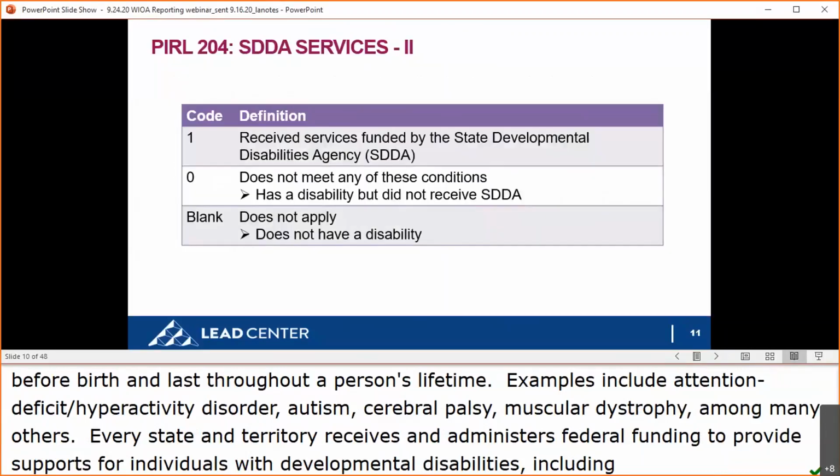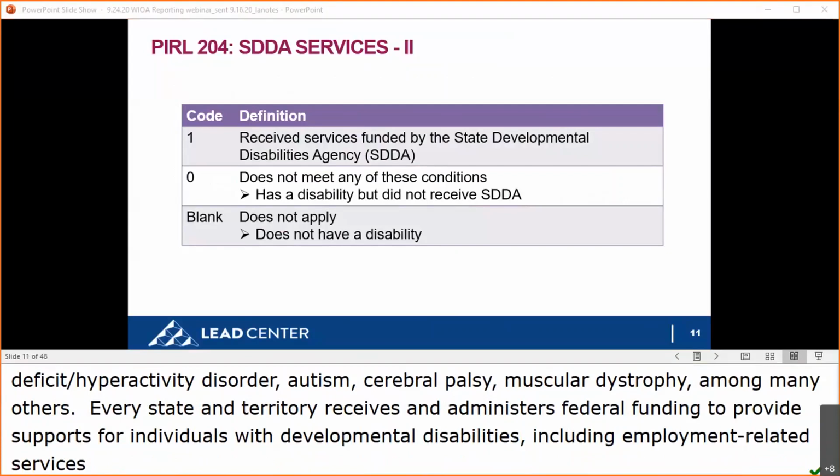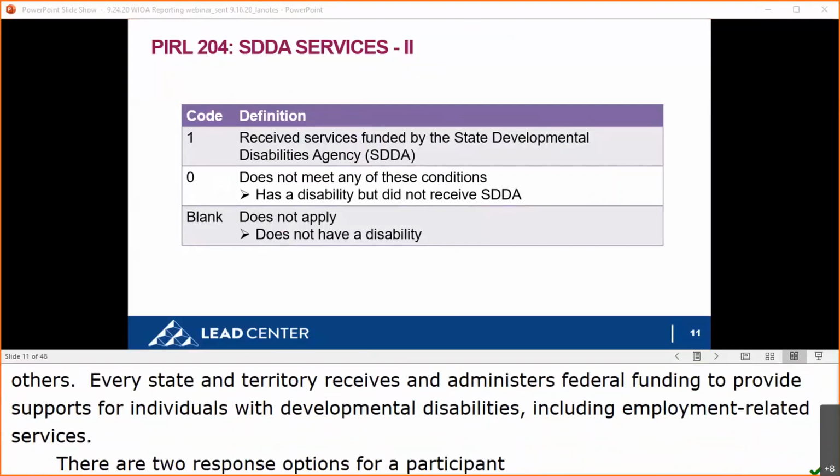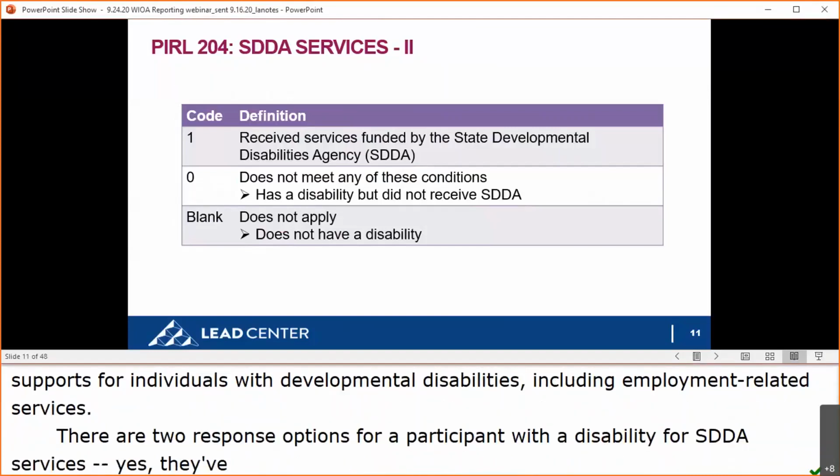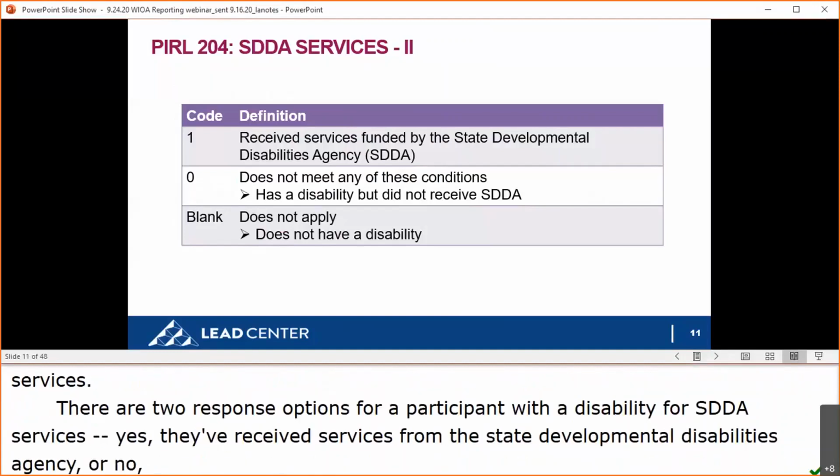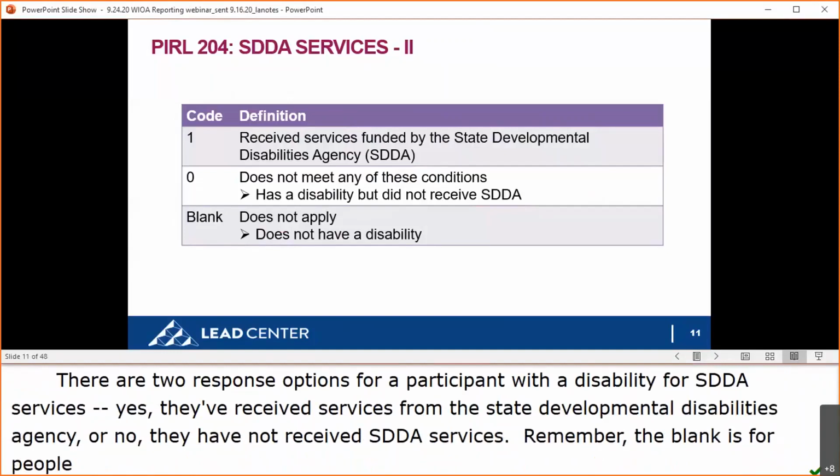There are 2 response options for a participant with a disability for SDDA services. Yes, they've received services from the State Developmental Disability Agency, or no, they have not received SDDA services. Remember, the blank is for people without disabilities. So again, for people with disabilities, the answer options are yes or no.